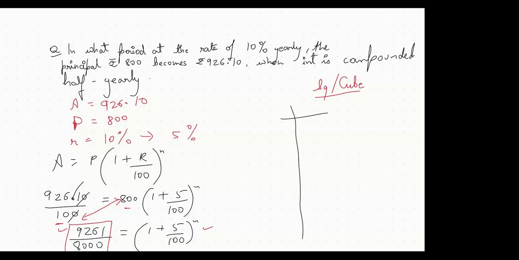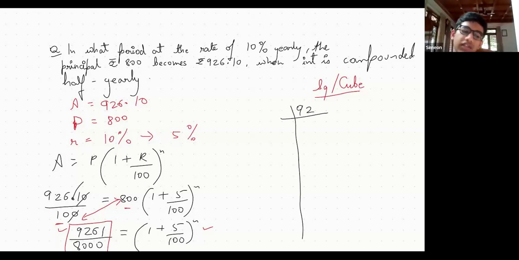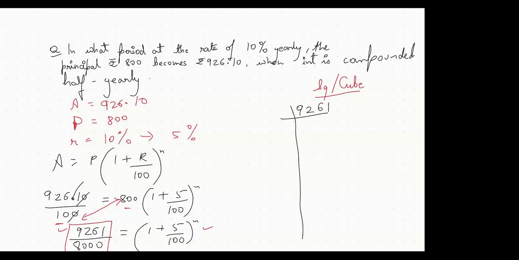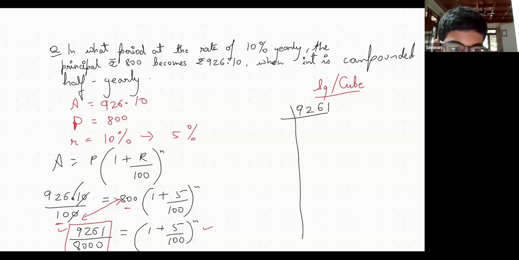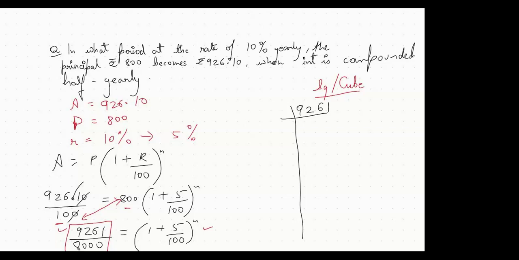See, let's do first with 9261. Simplify it. With 2 it will not be possible, so I'll do it with 3. You guys can try this out. We've already learned how to do factorization.